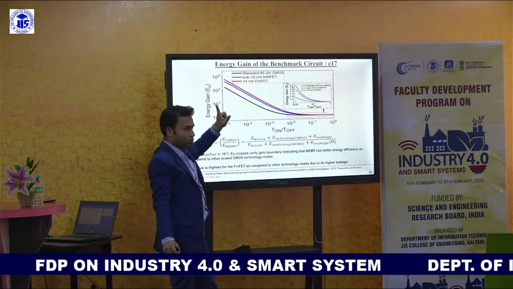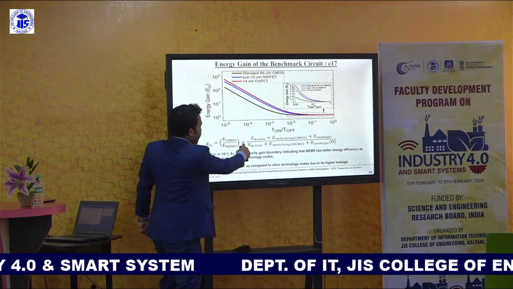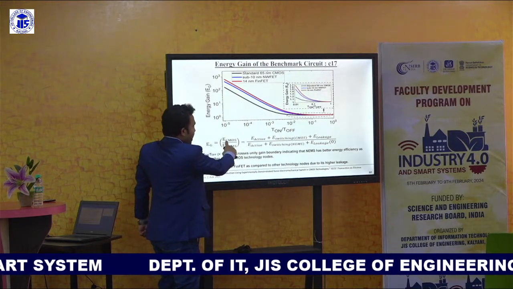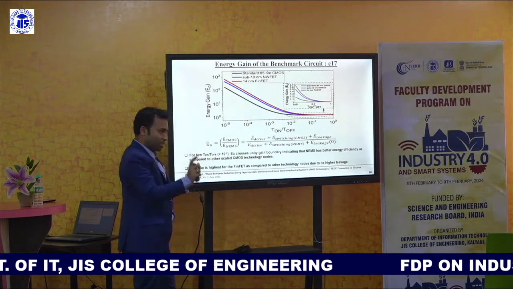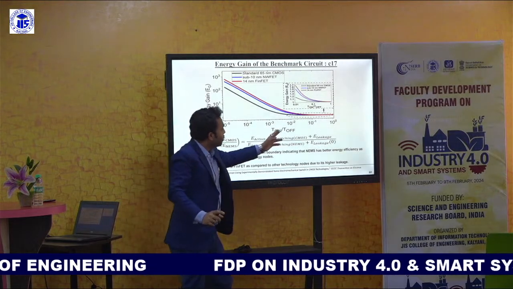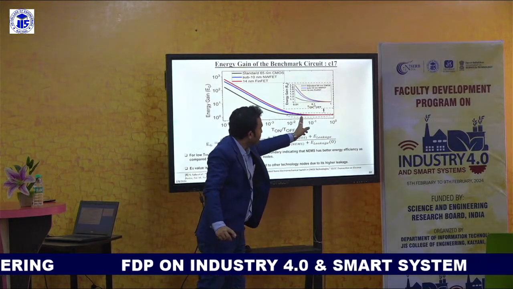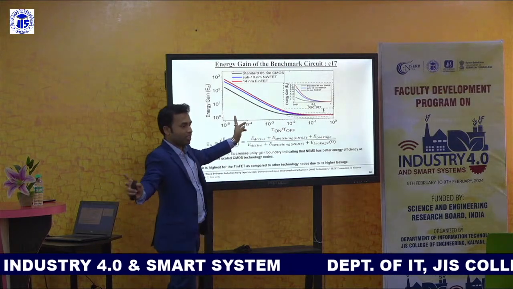Because 0 means 1. So if it is 1, it means it is greater than 1. So E CMOS is greater than E NAMS. E NAMS is less, right? So from that point onwards, NAMS is beneficial as compared to your traditional CMOS.